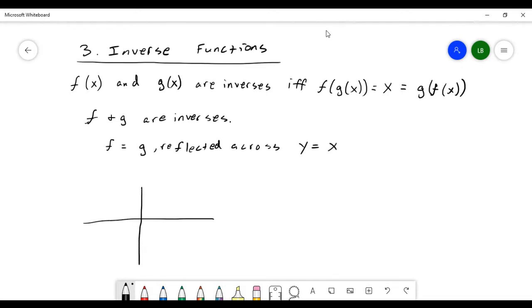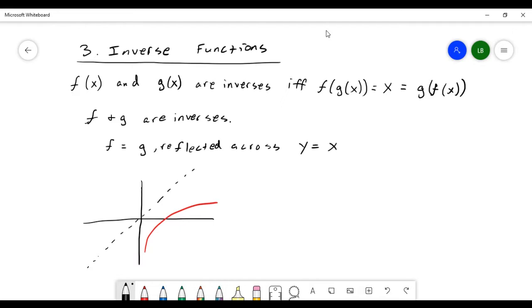Let's say we've got just the coordinate plane right there, and we have some function g of x, and it looks like, I don't know, what should it look like? It's going to look like this. Very generic, very basic. The line y equals x is just this diagonal line.